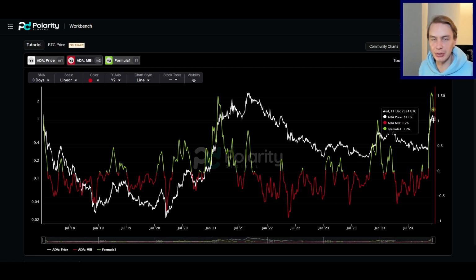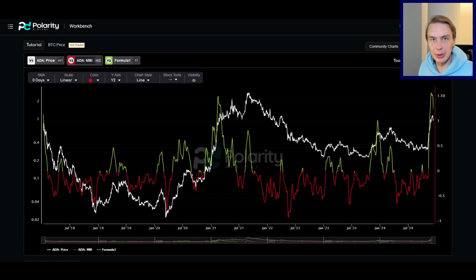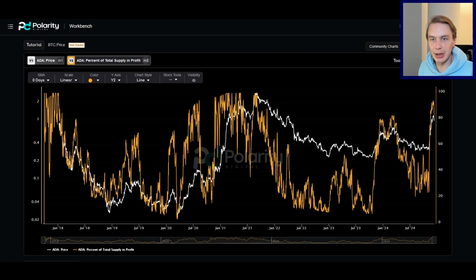We've seen some correction already. You might see that continue. But ultimately, if we are still in the parabolic phases of a bull market, that's somewhat of a shorter term concern. And I think there's other data we can look at that suggests that it seems unlikely that ADA is at its top right now, or at least, if we're going to use the last cycle as a guide, this does not look much like that. So let's go ahead and break down those data.